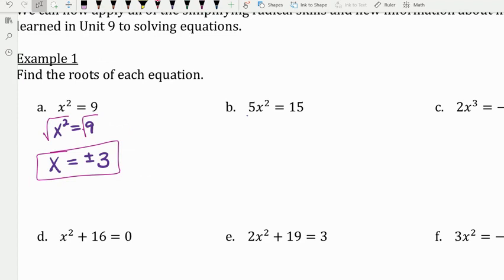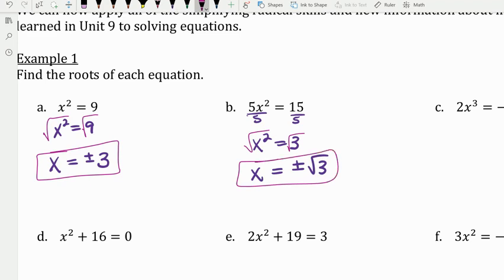Same idea on the next one, except this time I want to get that x squared by itself, so we're going to divide by 5 first on both sides. And when we do that, we get x squared equals 3. And then we're in the same boat there, so take the square root of each side. We get x equals, we still need our plus or minus. This time 3 is not a perfect square, so we just leave it in the radical. So again, it could be the positive square root of 3 or the negative square root of 3.